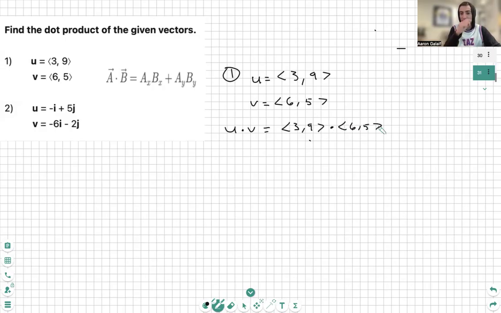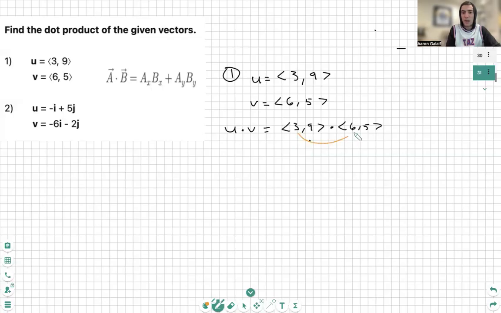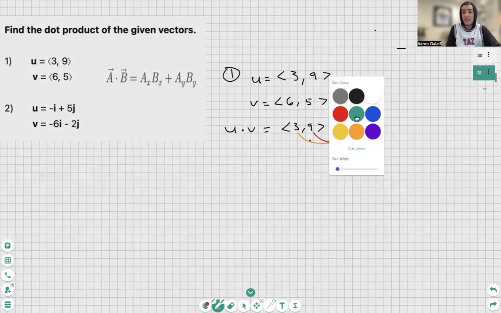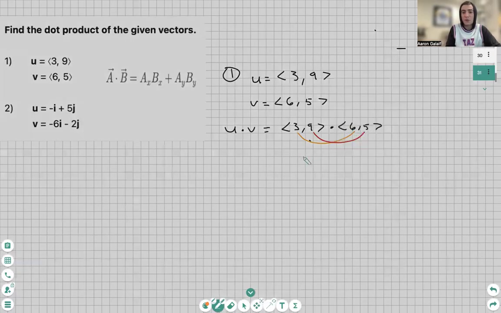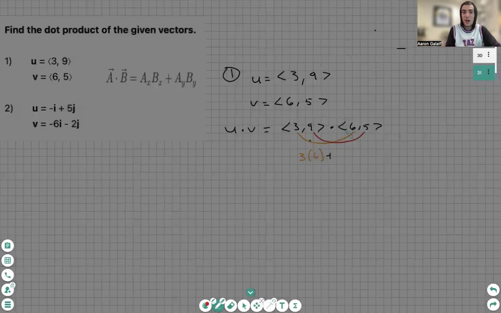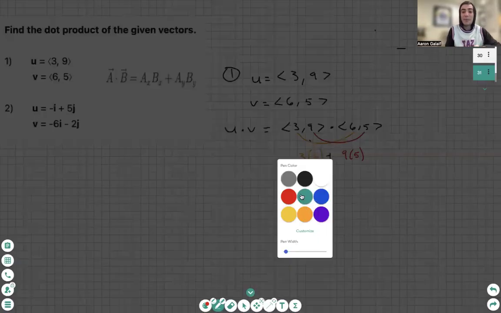And it's very straightforward. All we're going to do is multiply the x's, multiply the y's, and sum them up. 3 times 6 for the x's plus the multiplication of the y's, which is 9 times 5. Let's make that a little neater. 9 times 5. And that's it. All we're going to do is now add them up, and that's it.